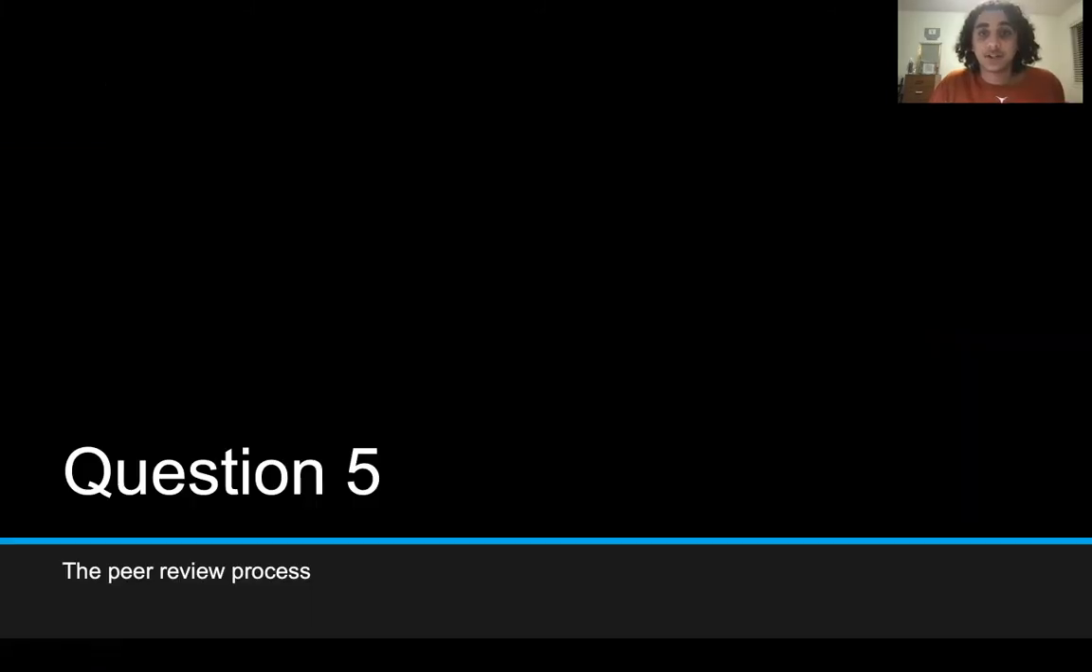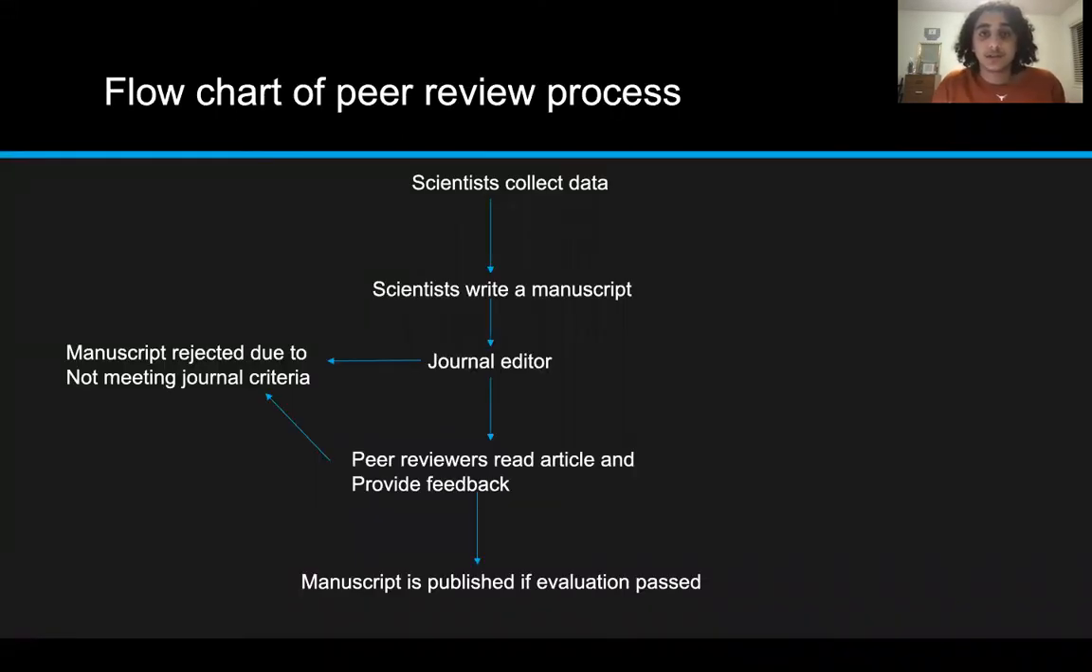The final question asks us about the peer review process, and more specifically, creating a flowchart for how the peer review process works. When looking at it, the peer review process is going to start with a scientist collecting data. With that data, the scientist is going to write a manuscript based on the data he's collected. The next step is he's going to send it to a journal editor. The reason it's sent to a journal editor before it is peer reviewed is because the journal editor needs to decide if it's worth everyone's time and if it fits the criteria of the journal.